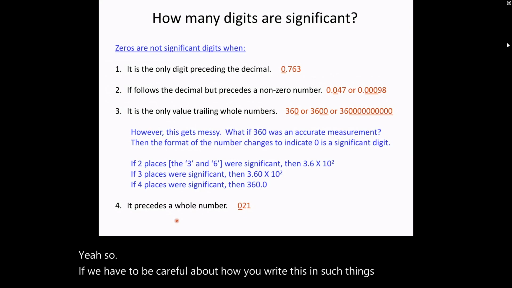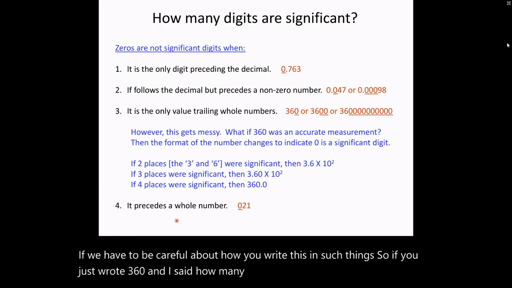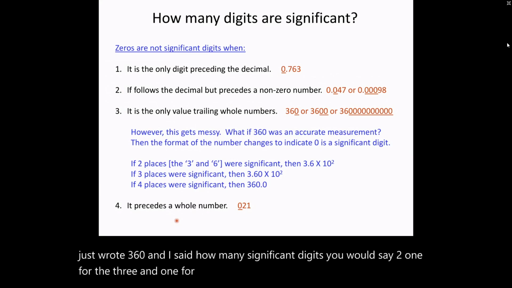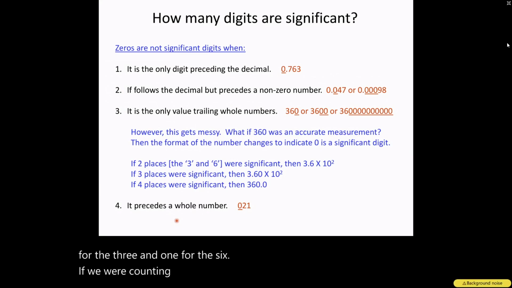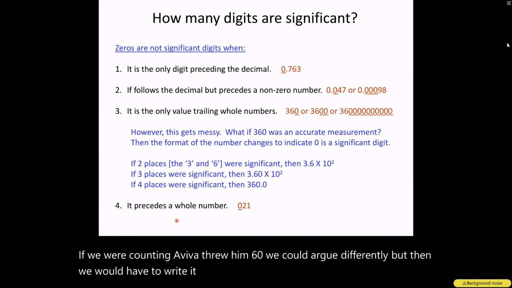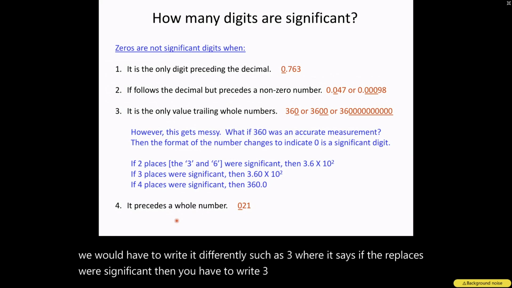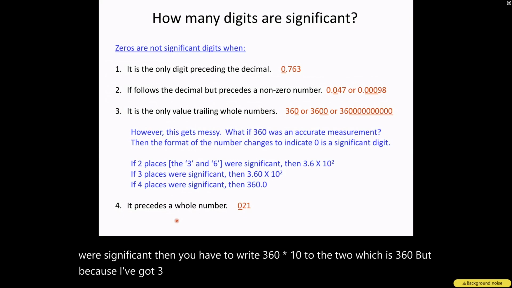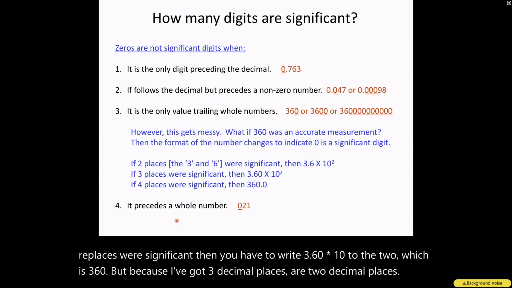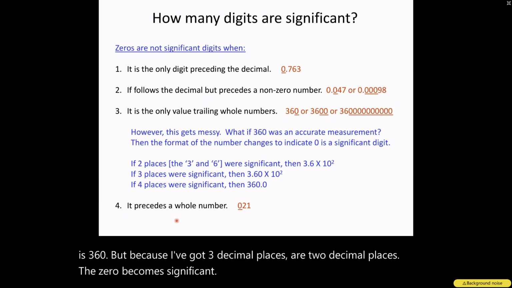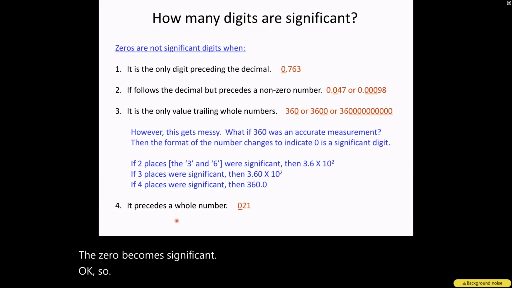So if you just wrote 360 and I said how many significant digits, you would say 2, 1 for the 3 and 1 for the 6. If we were counting amoeba, 360, we could argue differently, but then we would have to write it differently, such as number 3, where it says if 3 places were significant, then you have to write 3.60 times 10 to the 2, which is 360. But because I've got 2 decimal places, the 0 becomes significant. So I want you to just think about the 3 big rules. Think about when the 0 is significant and not significant.